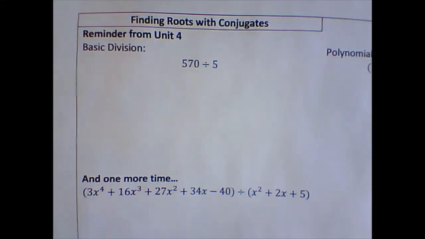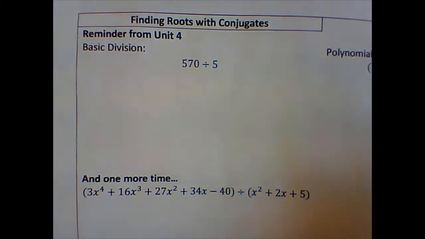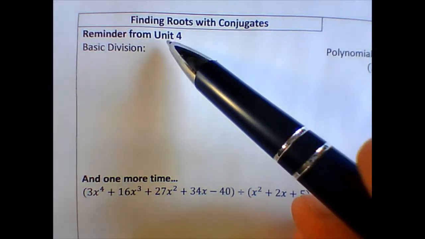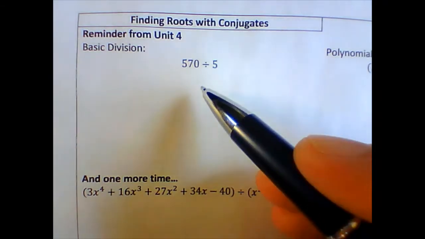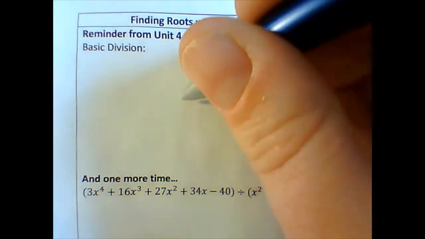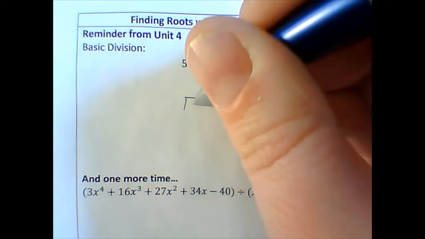Hey everybody, welcome back. We're moving forward into the last part of this unit. So we were earlier creating polynomials out of different kinds of roots: irrational, imaginary, integers. Today we're going to find all of the roots. To do this, we're going to remember some stuff from Unit 4. And to start that reminder, we're going to do basic long division.